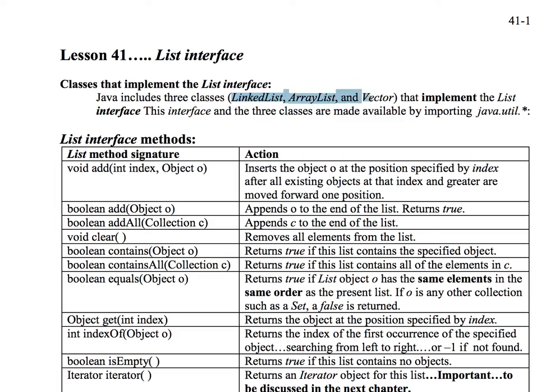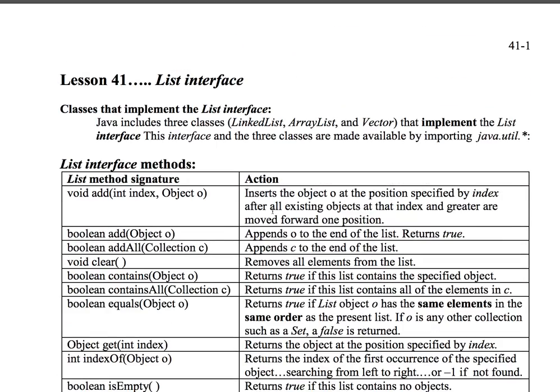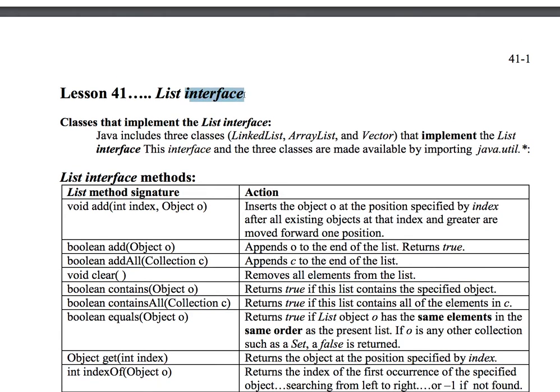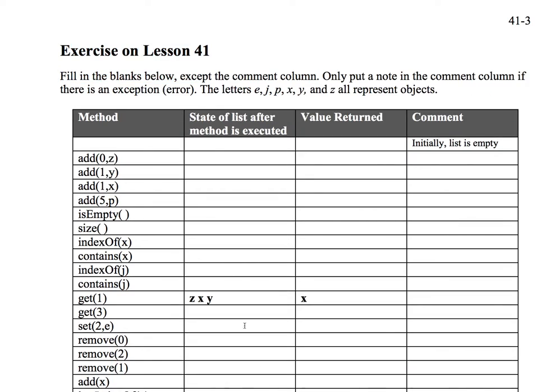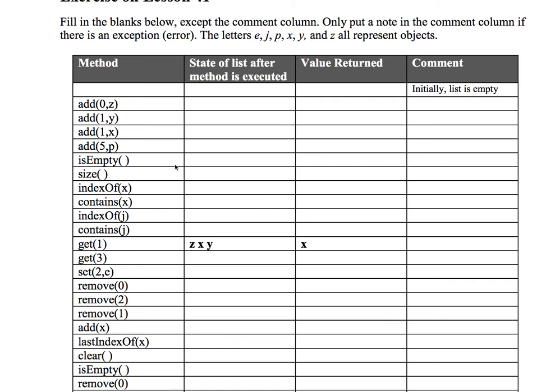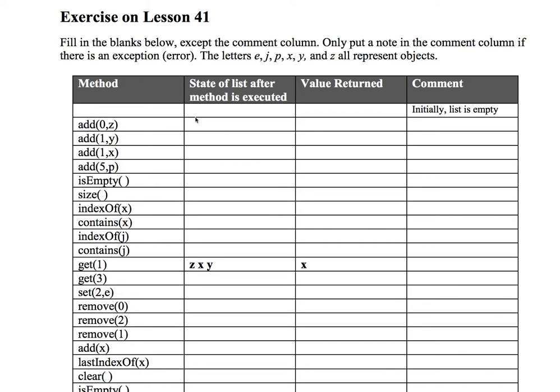So that is what this chapter is all about, and it also gives us a little bit of insight into the interface. And down here on exercise 41, there's this big chart that you need to fill out that performs these different operations on the lists, and you need to state the state of the list after the method is executed, the value that's returned, and any comments that you want to put here.